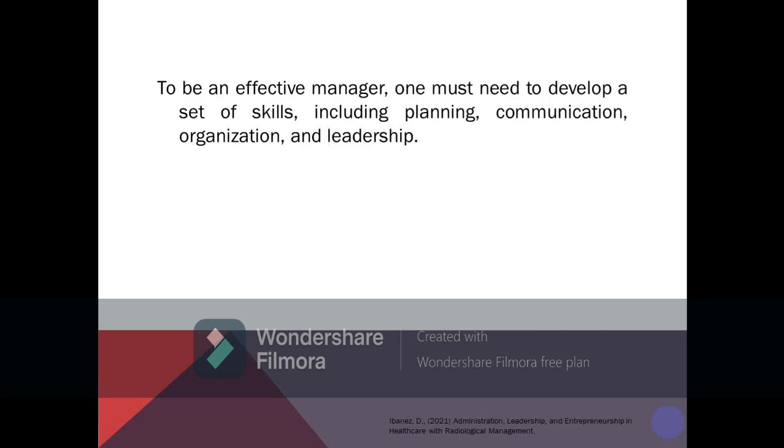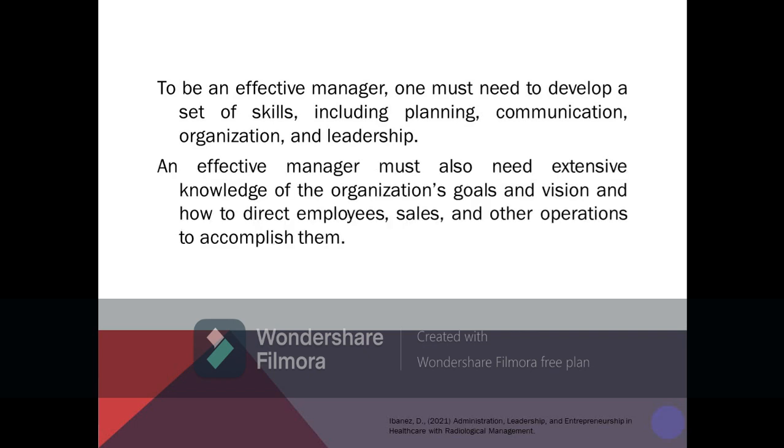To be an effective manager, one must develop a set of skills including planning, communication, organization, and leadership. An effective manager must also have extensive knowledge of the organization's goals and vision and how to direct employees, sales, and other operations to accomplish them.